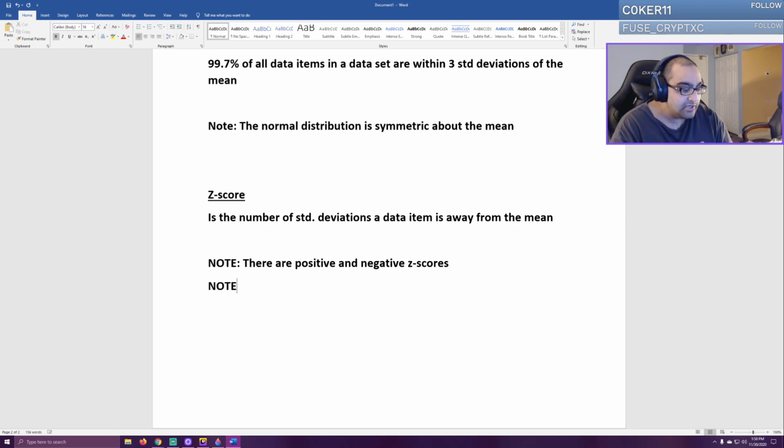And the second note to keep in mind is that every data item has a unique z-score. So you won't find two data items that have the same z-score. It's not possible. And you'll see why in just a second, because there is a formula that goes with this.